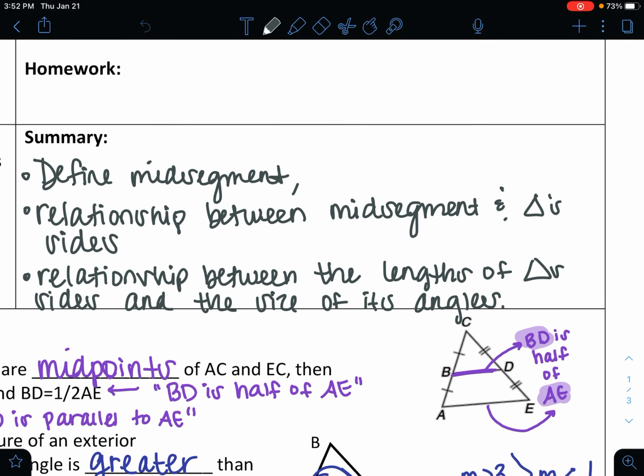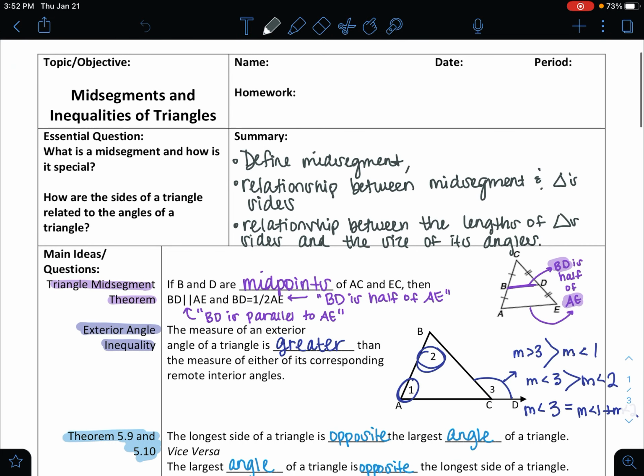All right, so in this we're going to be defining mid-segment. We're going to be finding the relationship between mid-segment and the triangle's sides. And we're also going to be discussing the relationship between the length of the triangle's sides and the size of its angles, or the measure of its angles.